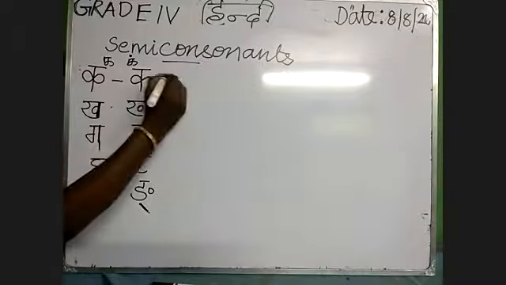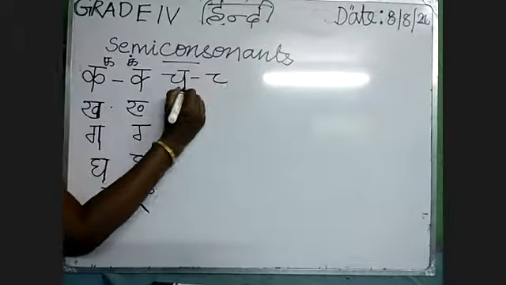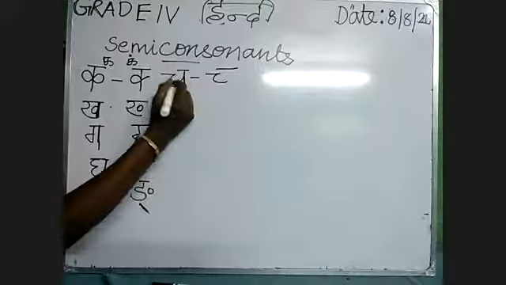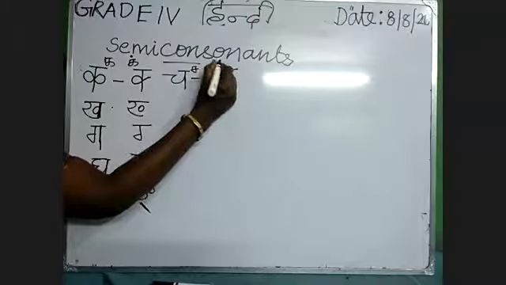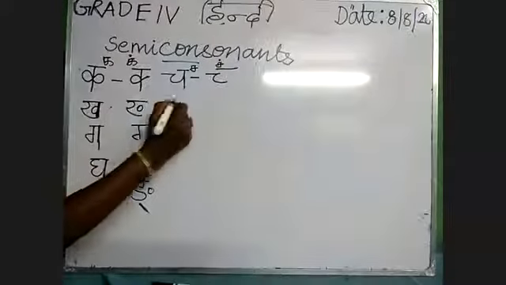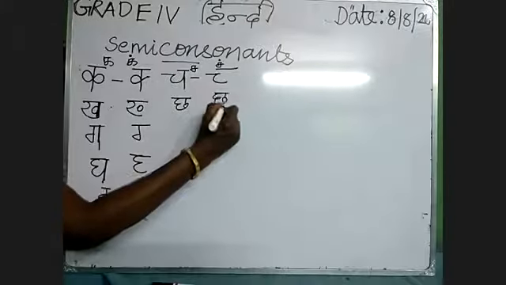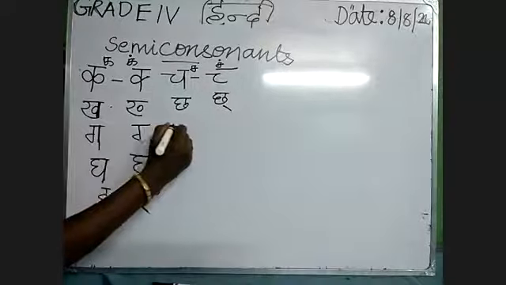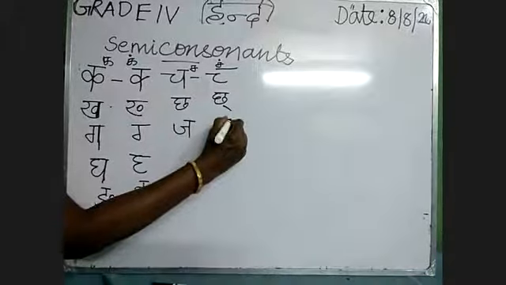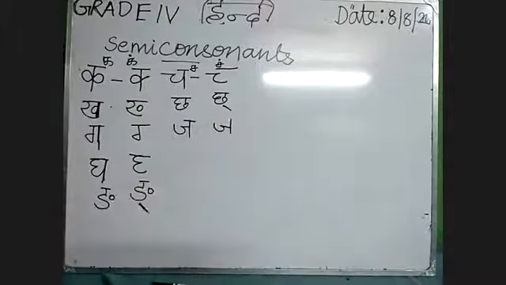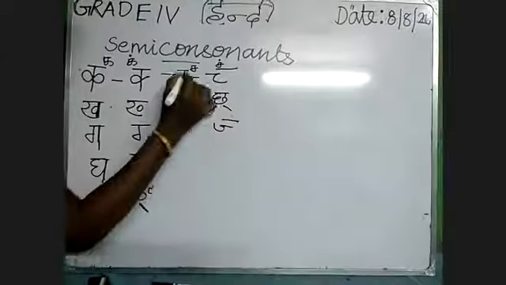Like that. First cha, this is cha. Then here there is a line, so you should remove the line. If you remove this line, this is ich. See here, this is cha and this is ich. Then with a small dot, this is ja and this is ij. Only this line alone you have to remove.